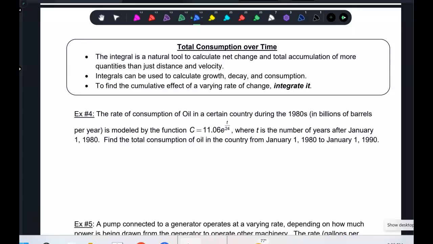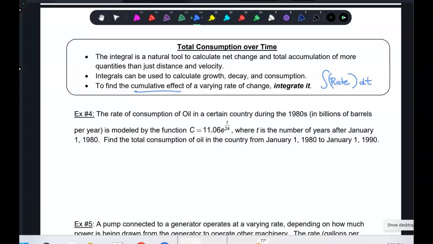Okay, total consumption over time. Just remember, if you want to look at the cumulative effect, we're just going to integrate whatever the rate is, dt. Like an accumulation of something. So you probably remember problems like, I'm trying to think, okay, did you do the problem with the bananas at the grocery store? Like that, the free response question from a few years ago?